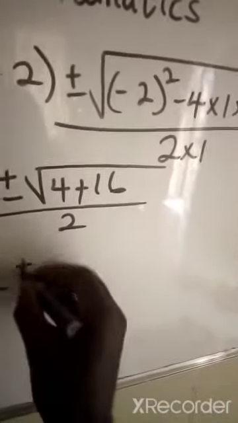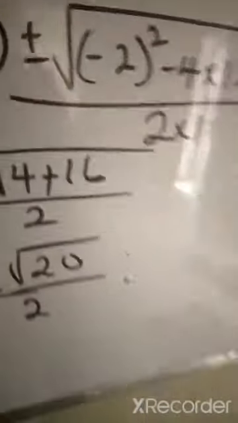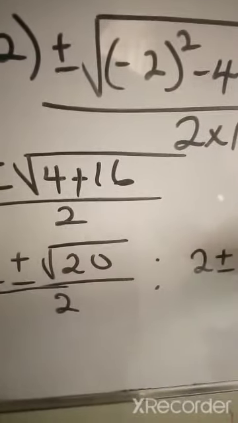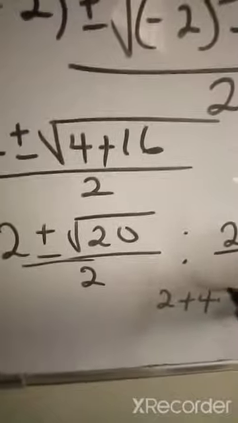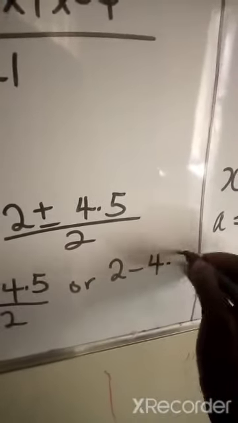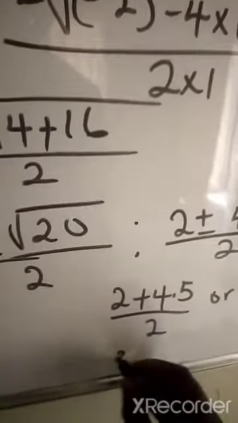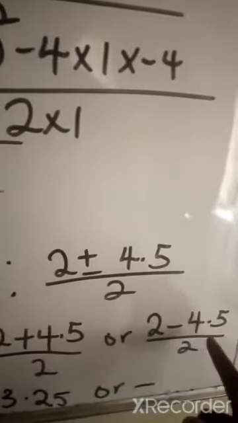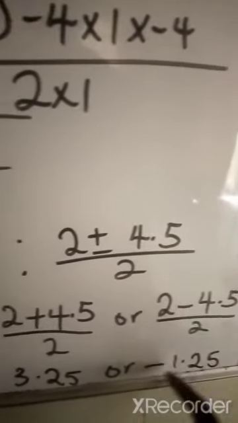So this will give us 2 plus or minus root 20 all over 2. So we can take the square root of 20 as 4.5, divided by 2. So this will give us 2 plus 4.5 over 2, or 2 minus 4.5 over 2. So this will give us 6.5 divided by 2, that will give us 3.25, or minus 2.5 divided by 2 will give us minus 1.25. So that is the answer.